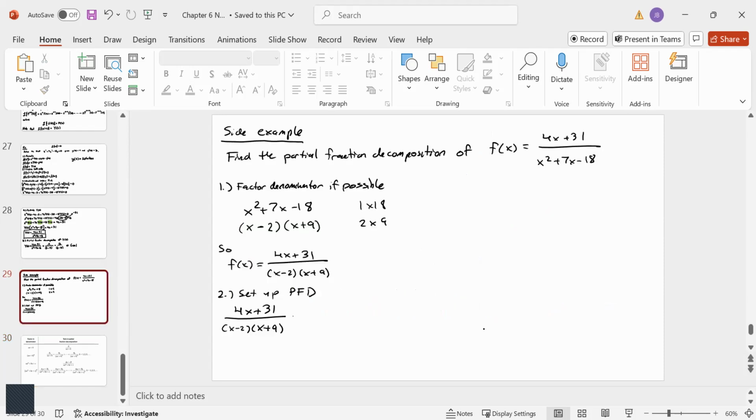So let's see. We're going to get A over... Does it matter what order I put the terms in? Nope. Does not matter. Sometimes they'll tell you, hey, put the smaller number first, but that'll be in the directions. You don't have to. If you're doing it yourself, you don't care, right? So x minus 2 and x plus 9. So we have set up our partial fraction decomposition.